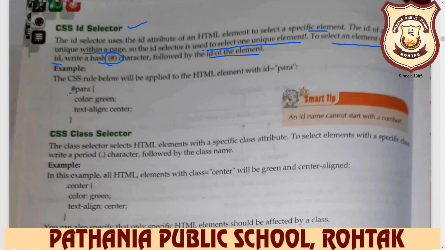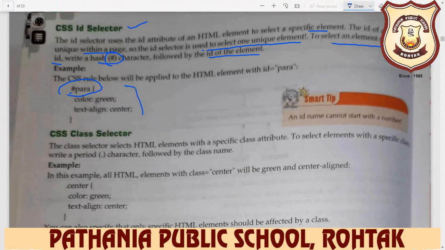And now you can use para anywhere in your HTML file or your CSS. All the formatting will be color green and text align equal to center.